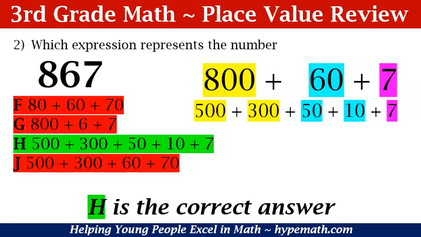If you said H, you are correct. As we said before, even though H has 500 and 300, that doesn't mean that's not the correct answer. All they did was break down 800 to be 500 plus 300, and then 60 is 50 plus 10, and then we have that plus 7.